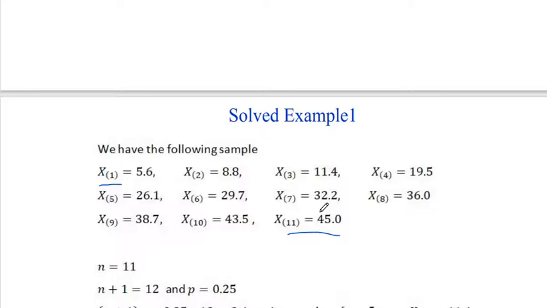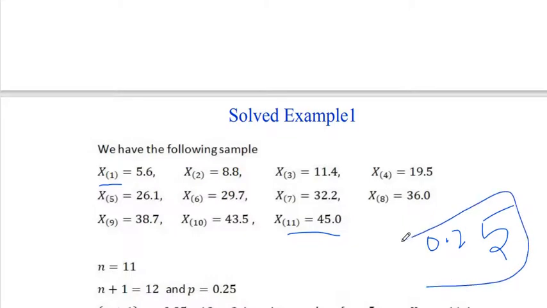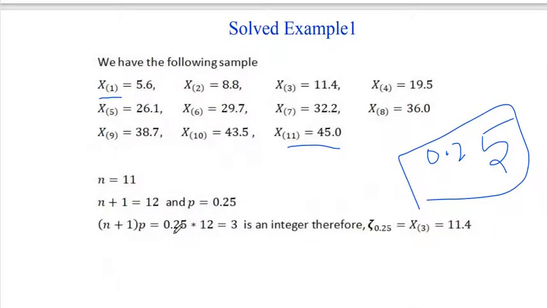Then for the first part we take 0.25, the quartile 0.25. So I just multiply n plus 1 with 0.25, and I got 3. So 3 is an integer, therefore the JP is X3, 11.4. Answer is finished.